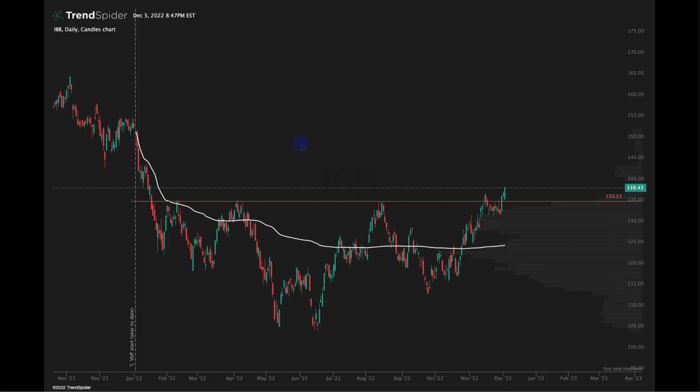If we take a look at IBB, so this is biotech. This one I find kind of interesting because there's a couple of different biotechs that I look at.